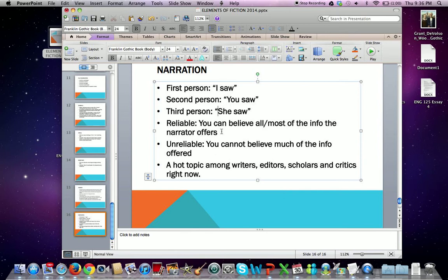You have reliable narrators. You can believe all or most of the info that the narrator offers. And you have unreliable narrators. You can't believe much of the information the narrator offers. And you have to then put together what the story's really about or what it means. The trend lately is that a lot of fiction writers are going back to a reliable third person.